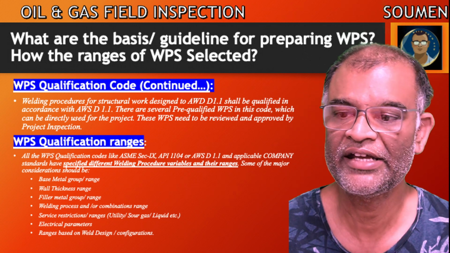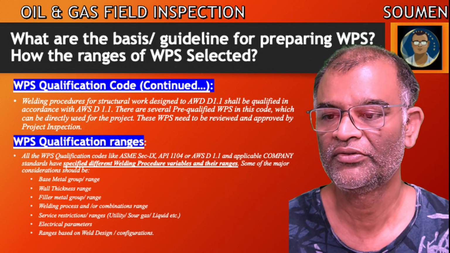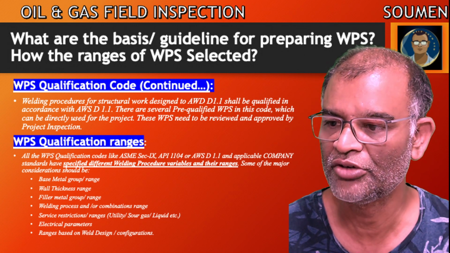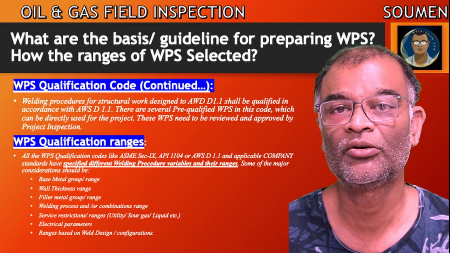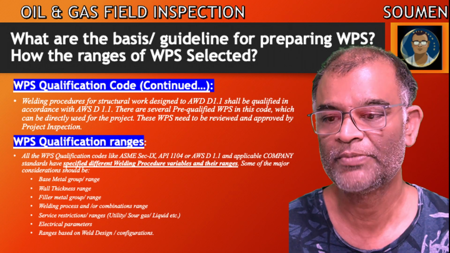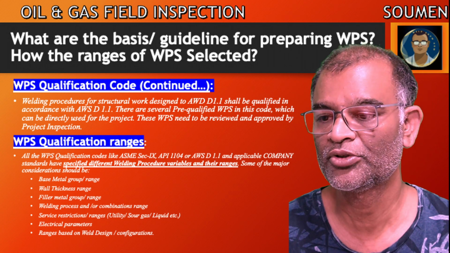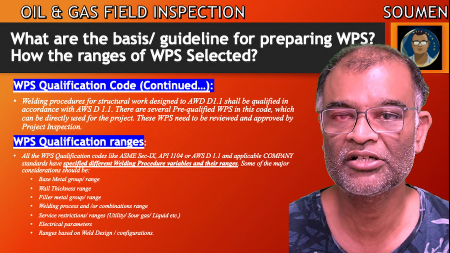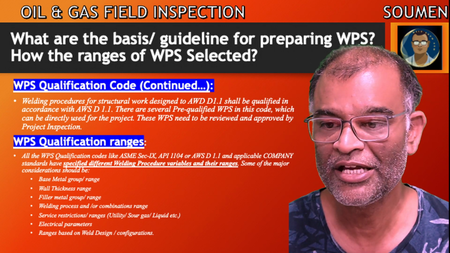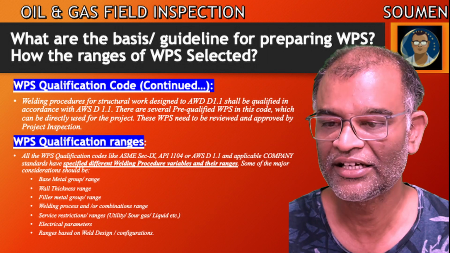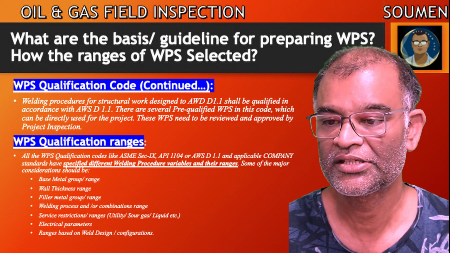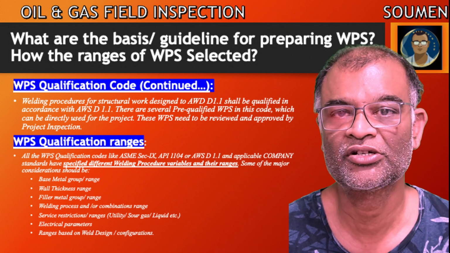WPS qualification ranges. All the WPS qualification codes like ASME section 9, API 1104 or AWS D1.1 and applicable company standards have specified different welding procedure variables and their ranges. Some of the major considerations should be base metal group and range, wall thickness range, filler metal group or range, welding process and the process combination.